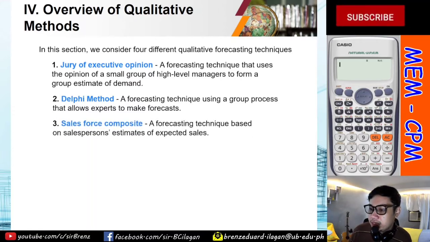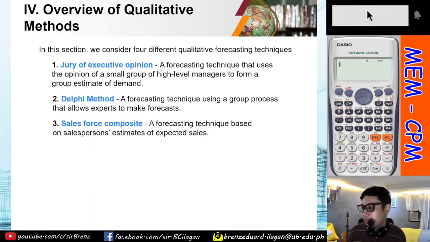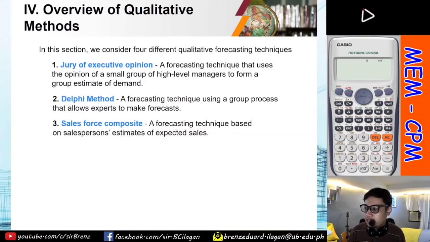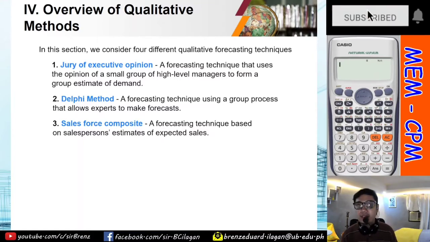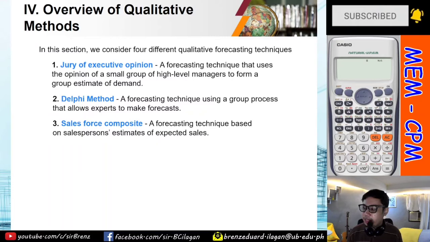Next, we have the sales force composite. In this approach, each salesperson estimates what sales will be in his or her region. These forecasts are then reviewed to ensure that they are realistic. Then they are combined at the district and national level to reach an overall forecast.